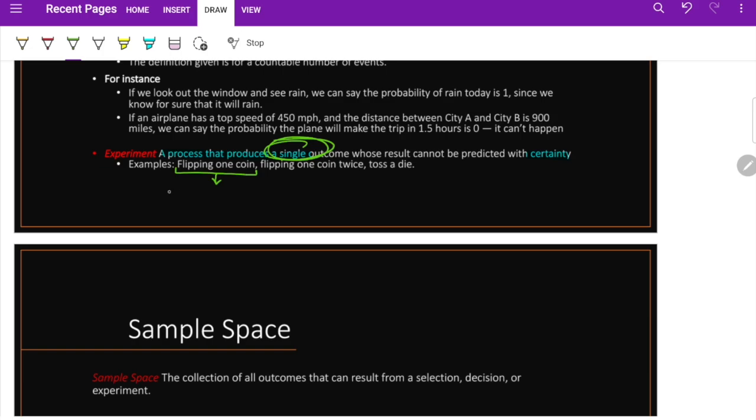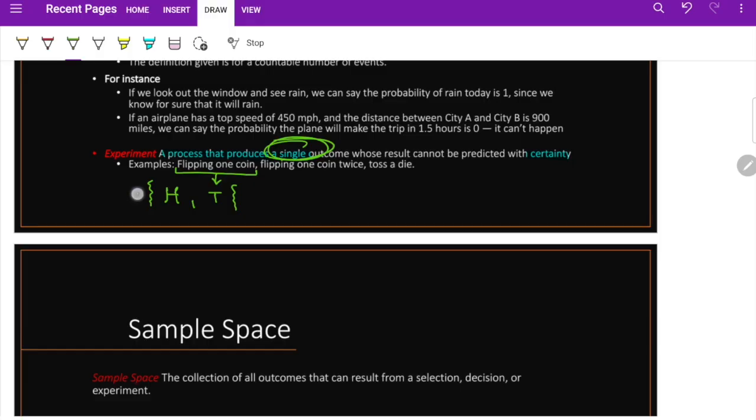Either you're going to get head, this is the first outcome you could get, or you're going to get tail. So you have two outcomes, actually. These are all the listed outcomes. This is everything you can get when you flip one coin. So flipping one coin is an experiment, right? You're going to get one outcome only. But if I ask you to list all of the possible outcomes, we're going to come to this.